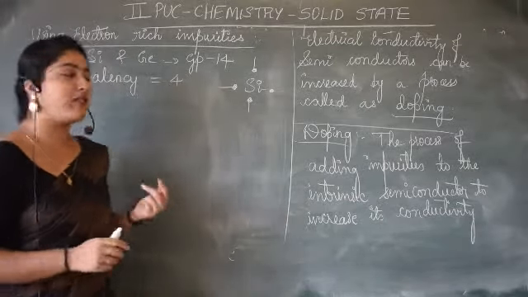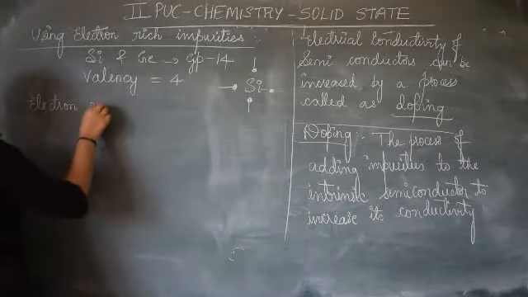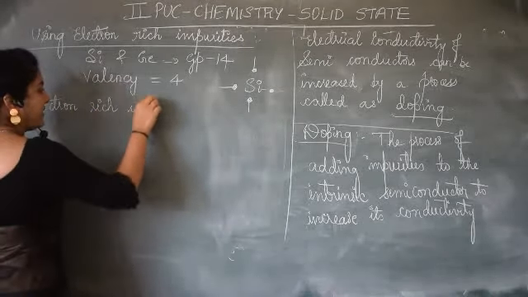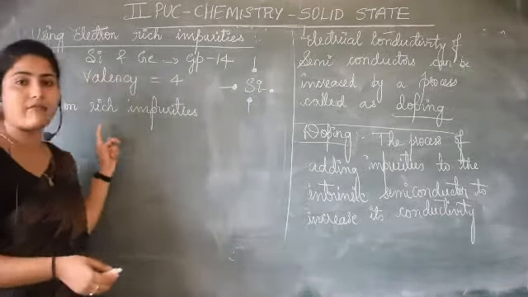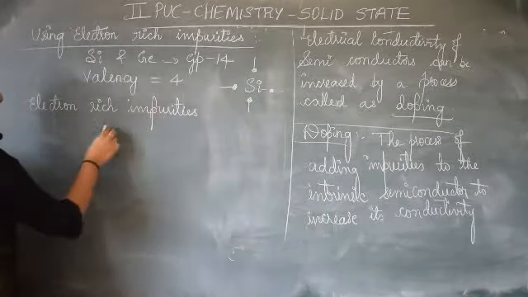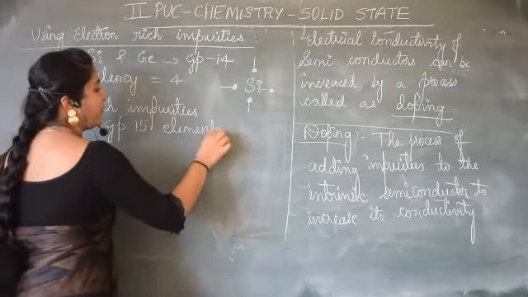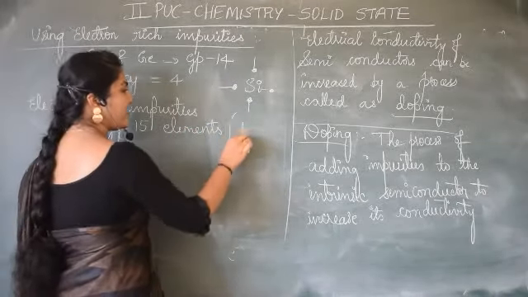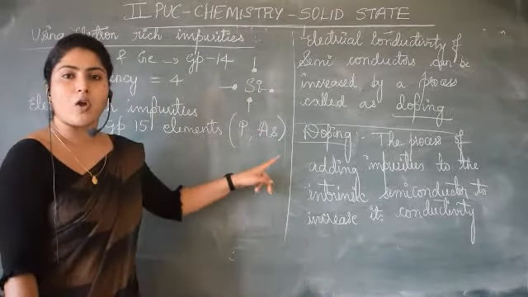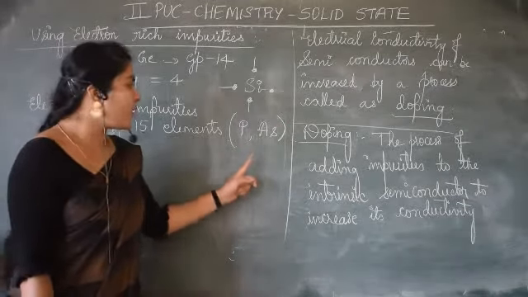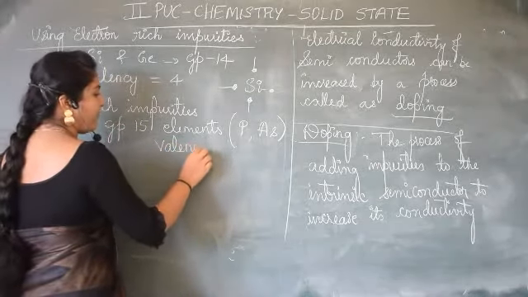It is doped with electron rich impurities. Electron rich impurities means they must have extra electrons, right? So it is doped with group 15 elements, like phosphorus or arsenic. Now what is the valency of this? The valency of group 15 elements will be 5.